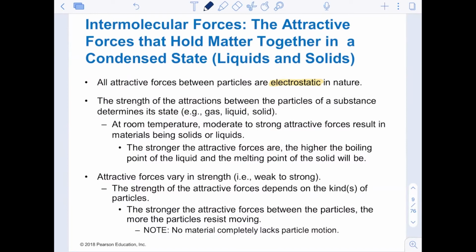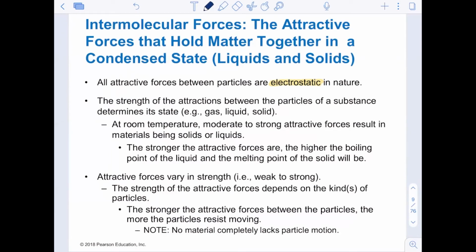The stronger the attractive forces, physical properties will follow. The higher the boiling point of the liquid, if you have strong intermolecular forces, you're not going to want to go be a gas. You're not going to want to go be independent. You're going to want to stay where the intermolecular forces of attraction exist. The higher the melting point of the solid will be, again, because solids are closest together, so that's where attractive forces are in higher prevalence. So the stronger the force, the more likely the substance will want to keep those forces. They do vary in strength, weak to strong.